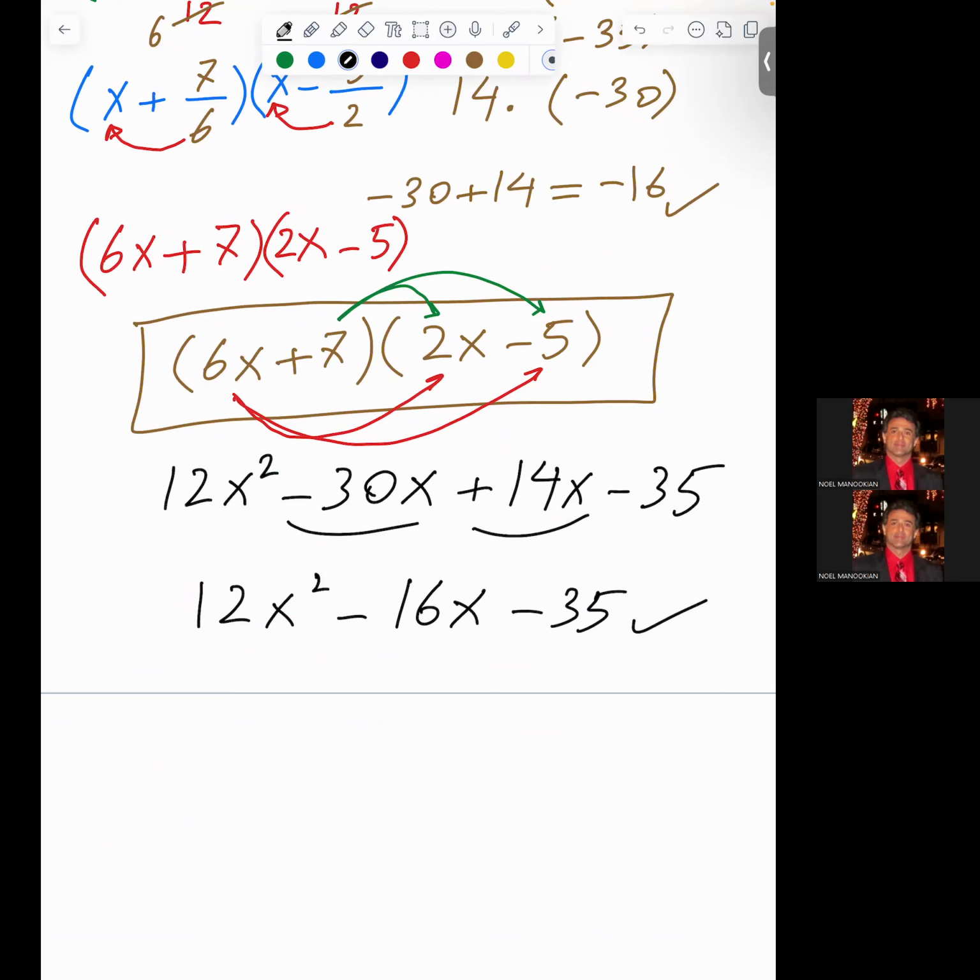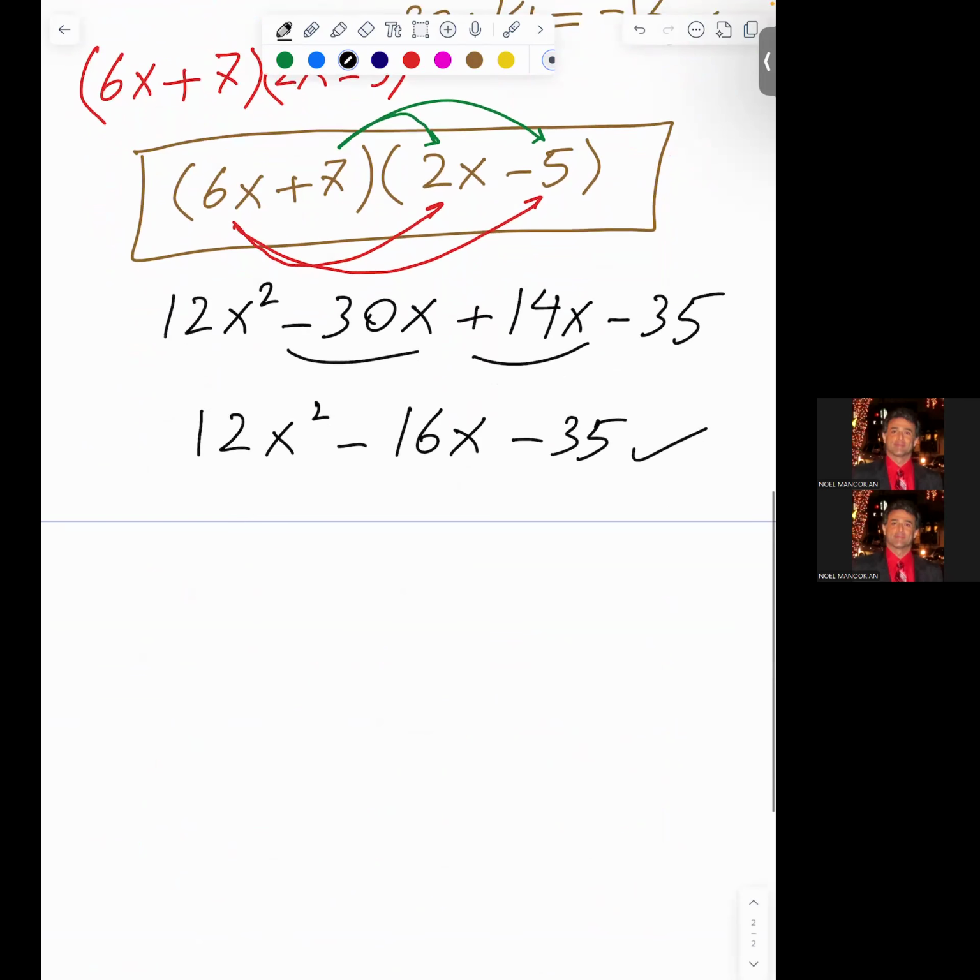And now I'm going to give you the second approach. In the second approach, I'm going to use the quadratic formula. When you use the quadratic formula, you don't need to guess any numbers. So now let's do the same problem, which is 12x squared minus 16x minus 35. Let's factor this using the quadratic formula.